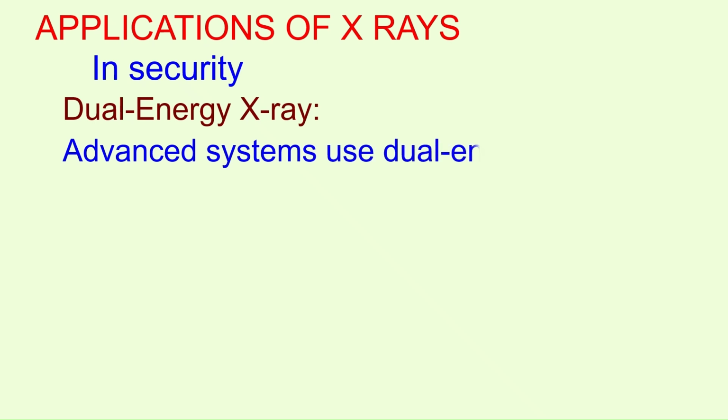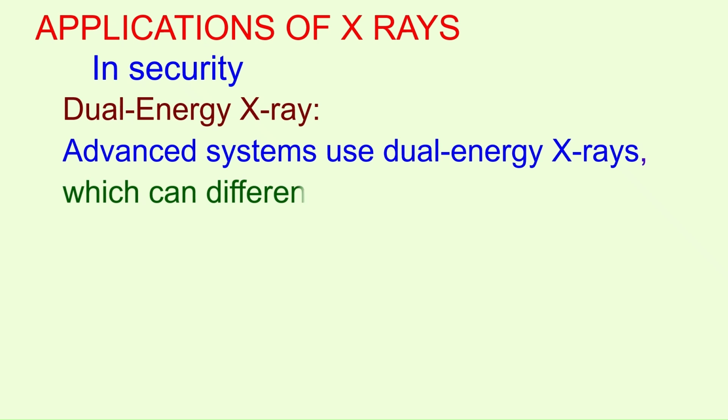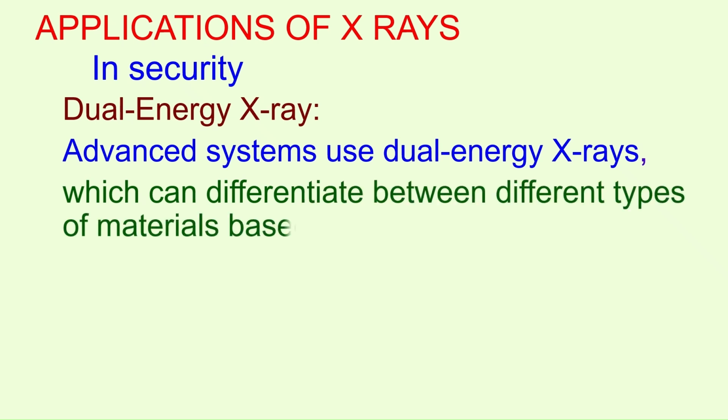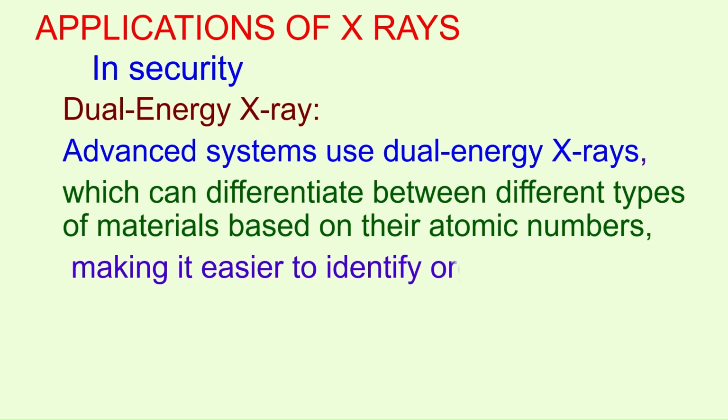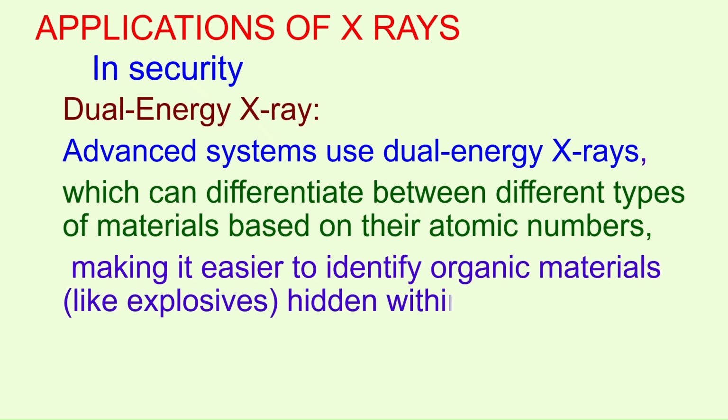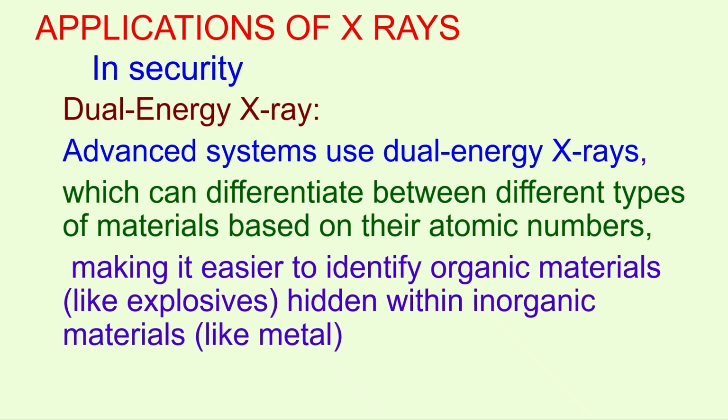Dual energy X-ray advanced systems use dual energy X-rays, which can differentiate between different types of materials based on their atomic numbers, making it easier to identify organic materials, like explosives, hidden within inorganic materials, like metal.